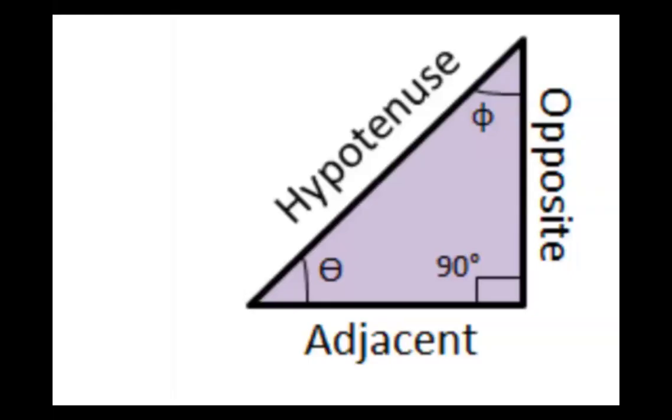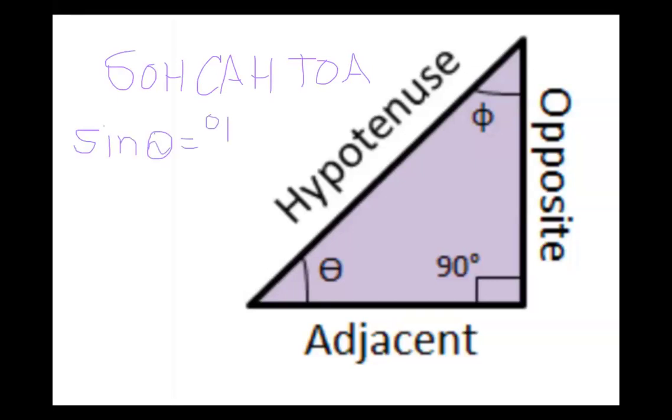Okay, we're going to talk about how to use SOHCAHTOA for trig. SOHCAHTOA is the acronym that helps us remember that the sine of an angle, sine theta, equals the opposite over the hypotenuse, O over H.